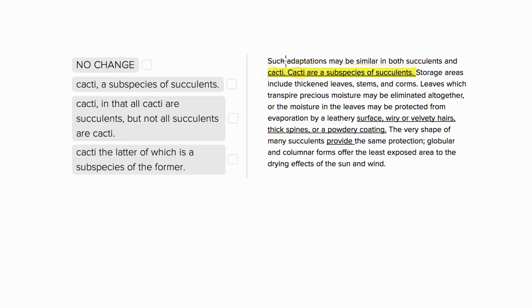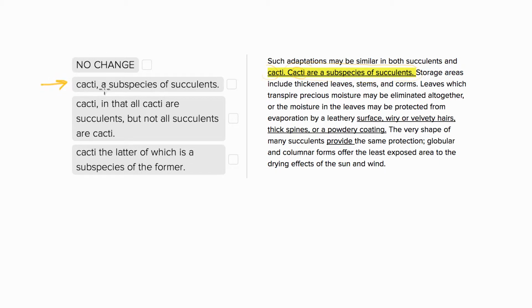So in the first sentence, "adaptations may be similar in both succulents and cacti," it sets cacti and succulents at the same level, logically. But that's not really the case. Cacti are below succulents. So if that's the case, you want to maintain that by using a modifying phrase. So you can do that in the second answer choice, for example.